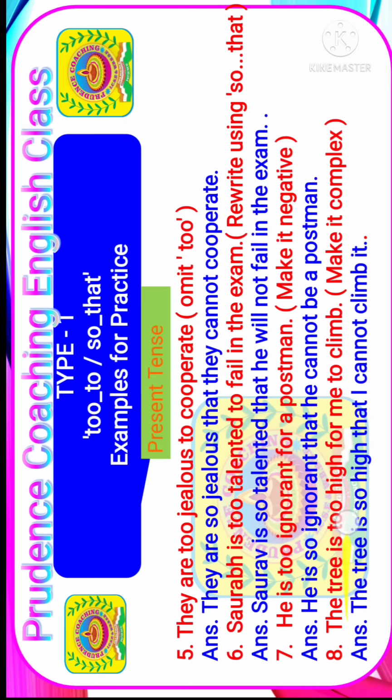Next one, the tree is too high for me to climb. This will be written as the tree is so high that, here I cannot climb it, because here for me is there, so we will write after that I. Here we will not write the pronoun for the subject, that is the tree. Here, as I cannot climb, who is doing the work? Here the work is done by me, so we will use the pronoun for this me, that will be I.